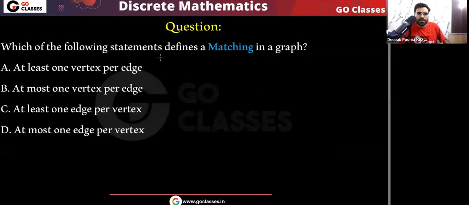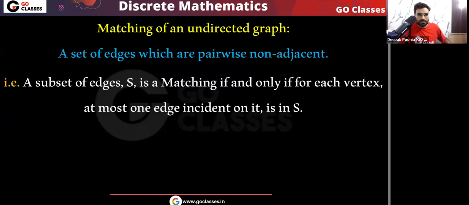Tell me the answer for this question. Which of the following statements is the definition of matching? Again, the four options might be confusing, but remember, just apply the definition of matching. What is matching? This is a set of edges which are pairwise non-adjacent. So you can see, matching of an undirected graph is a set of edges which are pairwise non-adjacent.